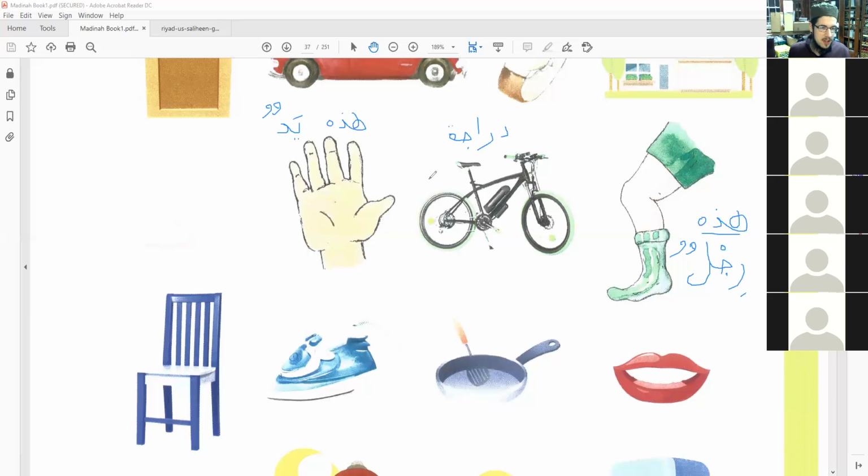Okay, question: are fingers masculine? Hada isba', hadhihi asabi'. I can't recall. I'll have to look that up. I'm not certain. Are fingers masculine or feminine? I don't remember. Let's see.